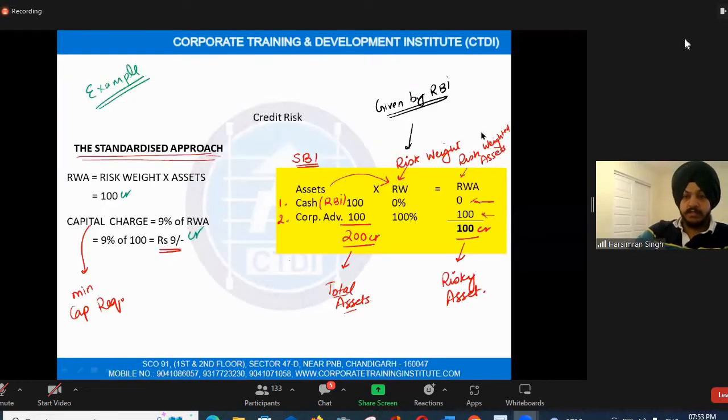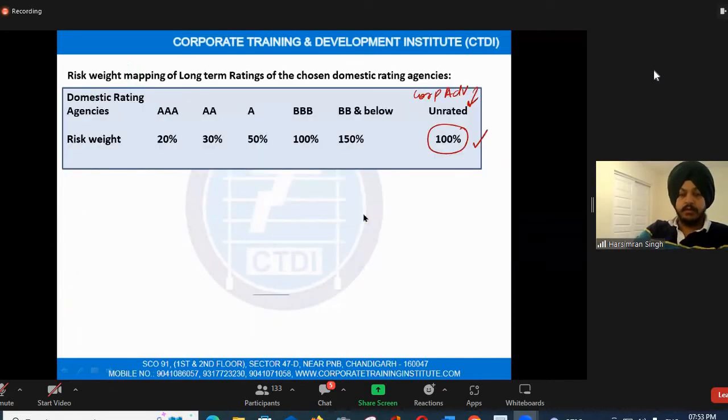If you see this corporate advance, I took 100%. Okay. Now what is this mapping process? I'll do it with an example.